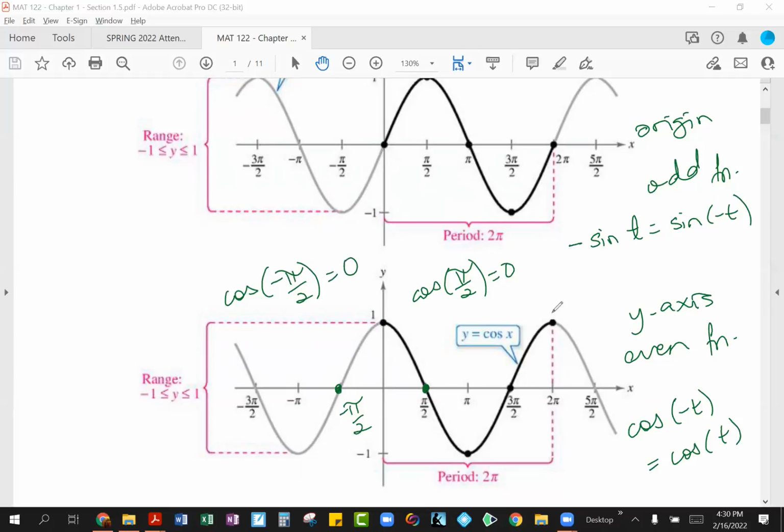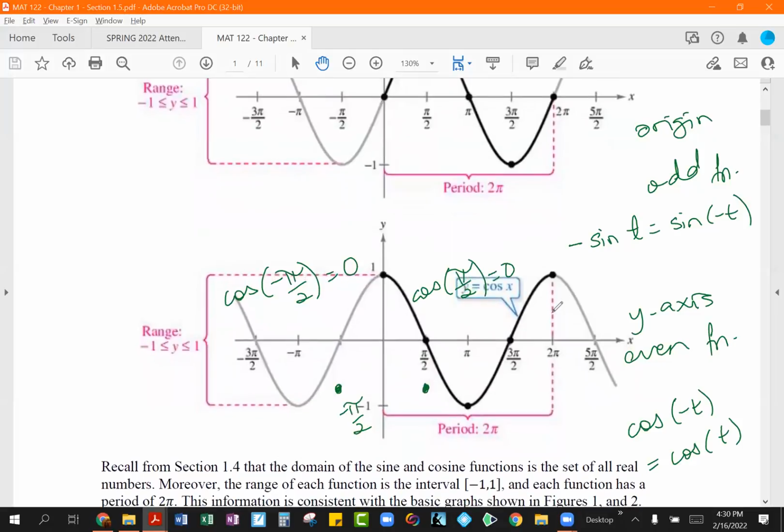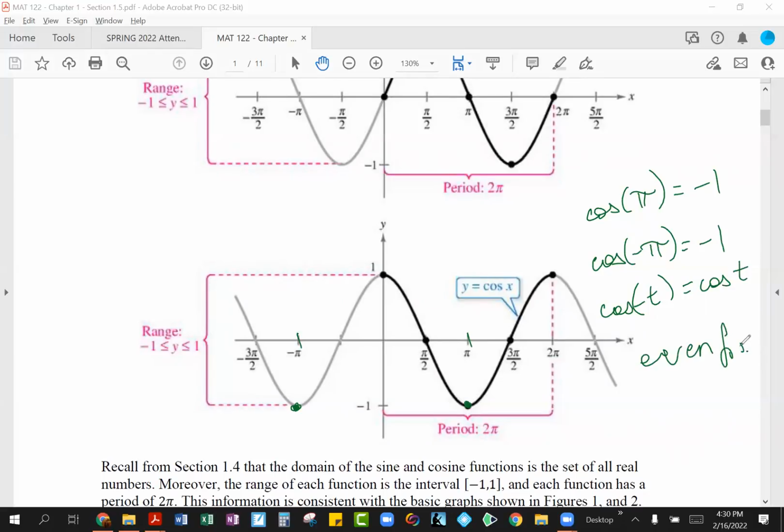For that matter, let's scoot this down a little bit more. We can do this value over here. So this is in terms of pi and negative pi. If you did cosine of pi, that will come out to be -1. You can do cosine of negative pi and it will still come out to be -1. So this is where you can see cosine of negative t is the same thing as cosine of positive t. And this happens because these are even functions.